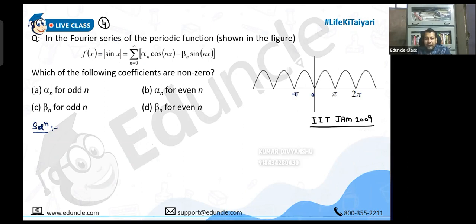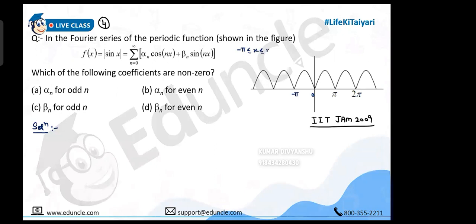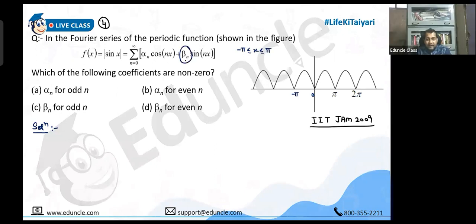This part is clear? Yes, sir. So because it is mod x, bn is 0. That is, beta n is 0 for all n. So it means clearly options C and D are wrong, because we cannot say that beta n is 0 for even n only or for odd n only. It is 0 for all n.